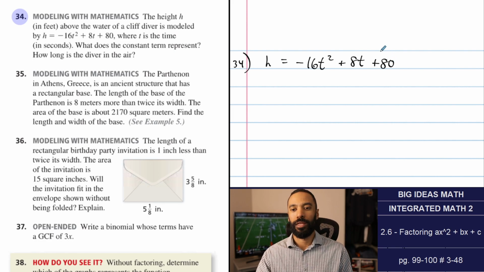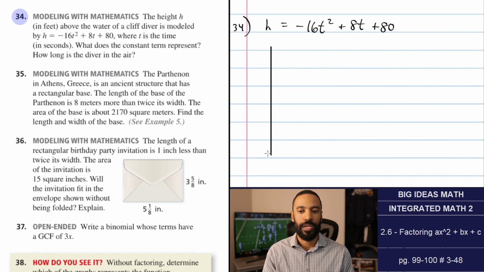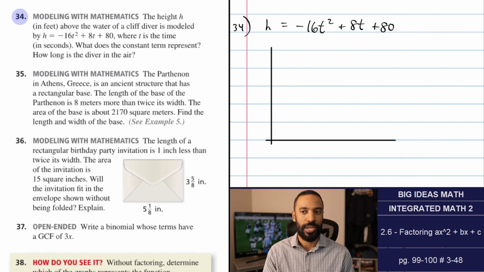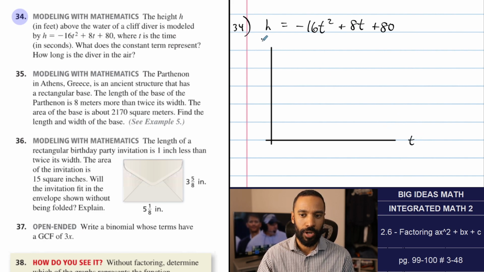Now, the problem with this is you probably don't know what graphs tend to look like in this scenario. Quadratics are parabolas, but when the leading term is negative, it becomes an upside down parabola. That's why the leading term is so important when we talk about this stuff, and the coefficient, whether it's negative or positive. Now, the 80 is at time 0, because when t is 0, you're at the h-intercept.